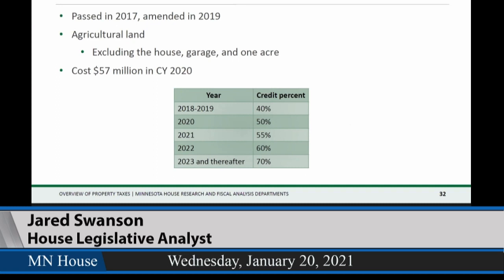The credit covers a certain percentage of a property's tax bill that is attributable to school building bond debt. So of the total tax bill applied to an agricultural property, if any portion of that is going to pay off school building bond debt, this credit reduces that amount. The original percentage was 40%. The 2019 tax bill increased that up to 70% over 4 years. So the credit amount for taxes payable in 2021 will be 55%.